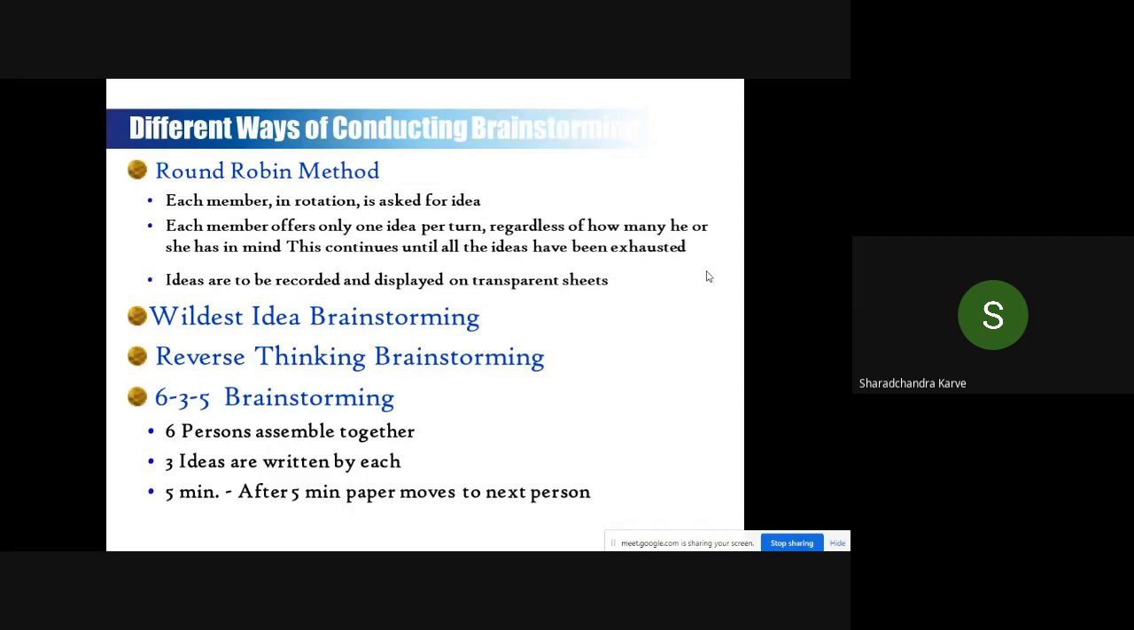There is also an approach called wildest idea brainstorming or reverse thinking. It means we always think in a different direction.